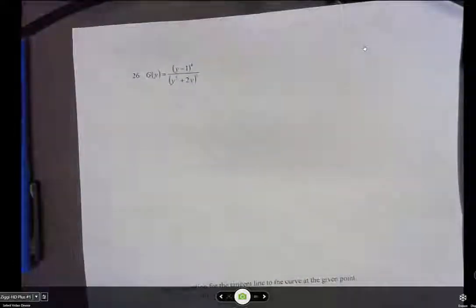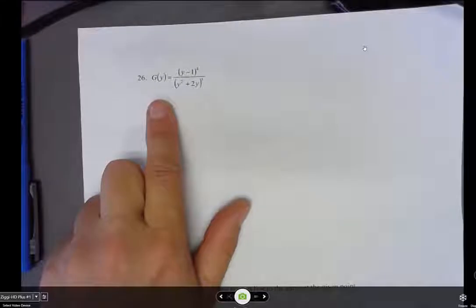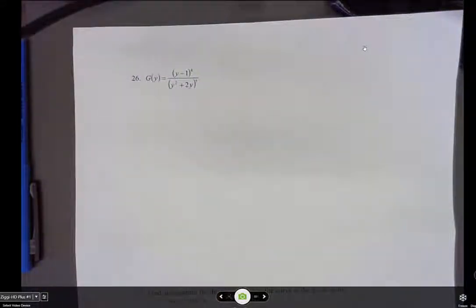Okay, one more problem. Most of the problems on the test, I'm going to tell you you don't need to simplify at all, except for one or two. And I'll tell you which ones I want you to simplify. This problem 26, this is going to be one where I would expect you to simplify. So first, I know I'm going to use the quotient rule. I am also going to use the chain rule because I have parentheses to a power.